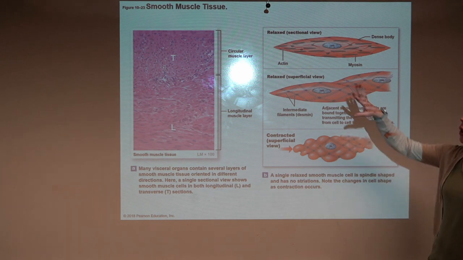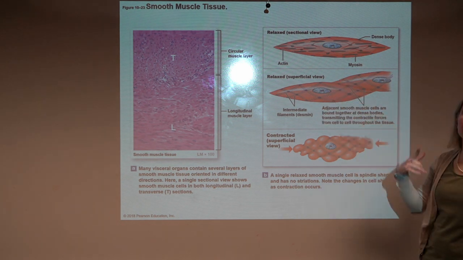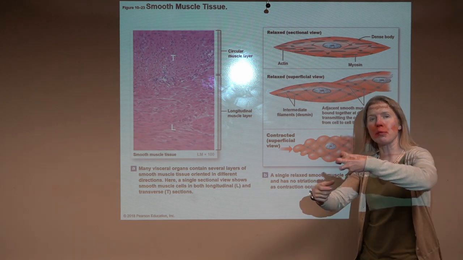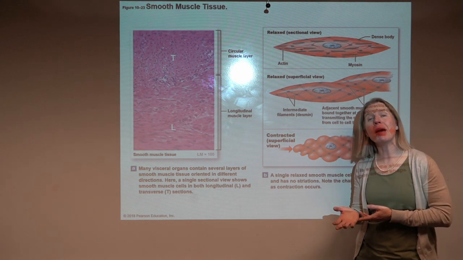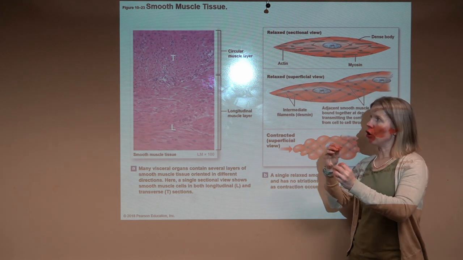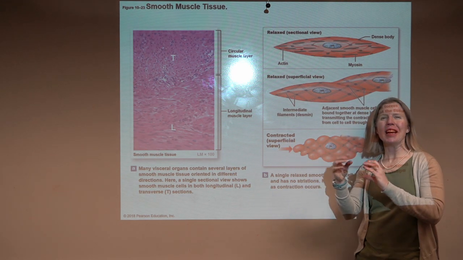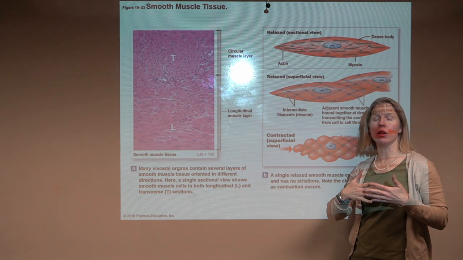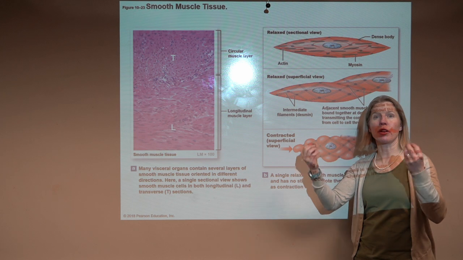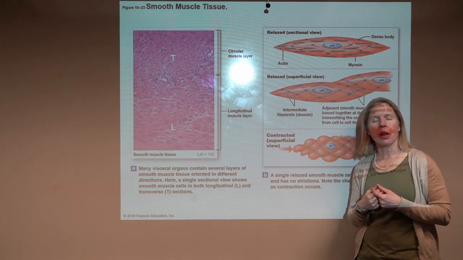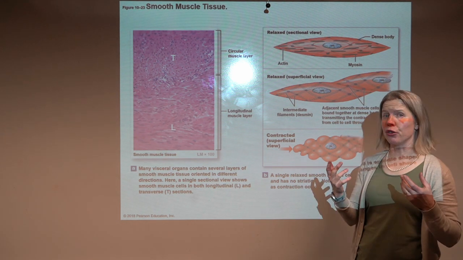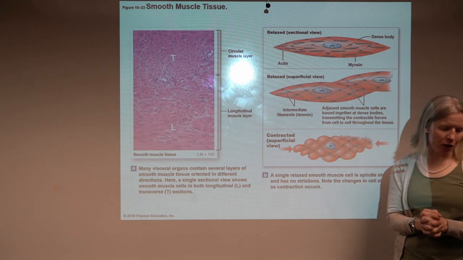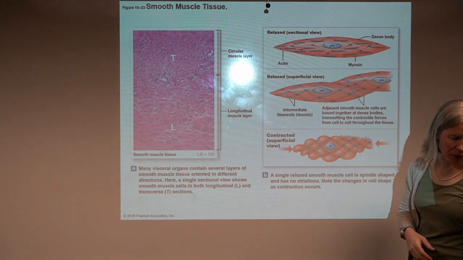Now what that sets you up to do by having cells running in different directions is something called peristalsis, this wave-like motion that smooth muscle can make by alternating which of those is being contracted. This helps propel food, say down the small intestines, or propels urine down the ureters, or propels a baby out of the uterus, right? The uterus is also made of smooth muscle.